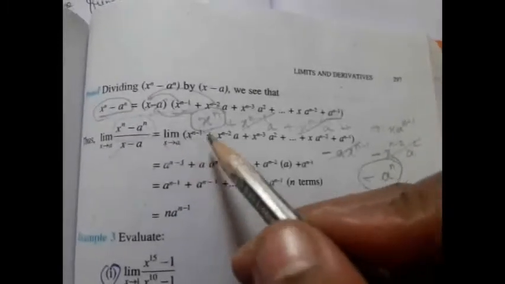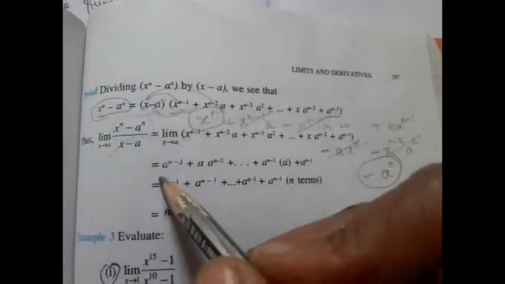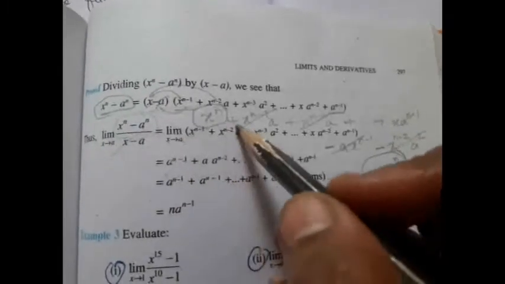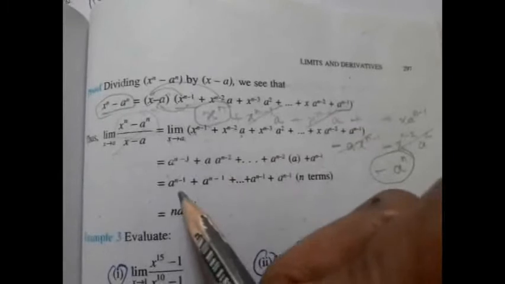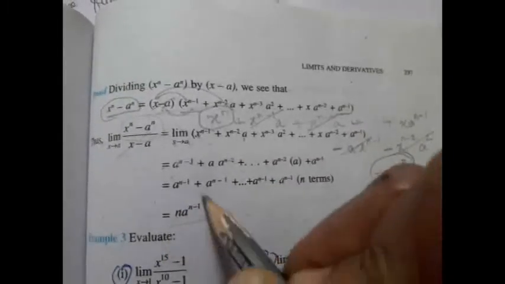When x approaches a, x power n minus 1 will approach a power n minus 1, right? This a is independent of x. When x approaches a, x power n minus 2 will approach a power n minus 2. Likewise, if we substitute and simplify, we will end up with a power n minus 1 added n terms, which is nothing but n into a power n minus 1. Therefore, limit x tends to a, x power n minus a power n divided by x minus a is nothing but n into a power n minus 1.